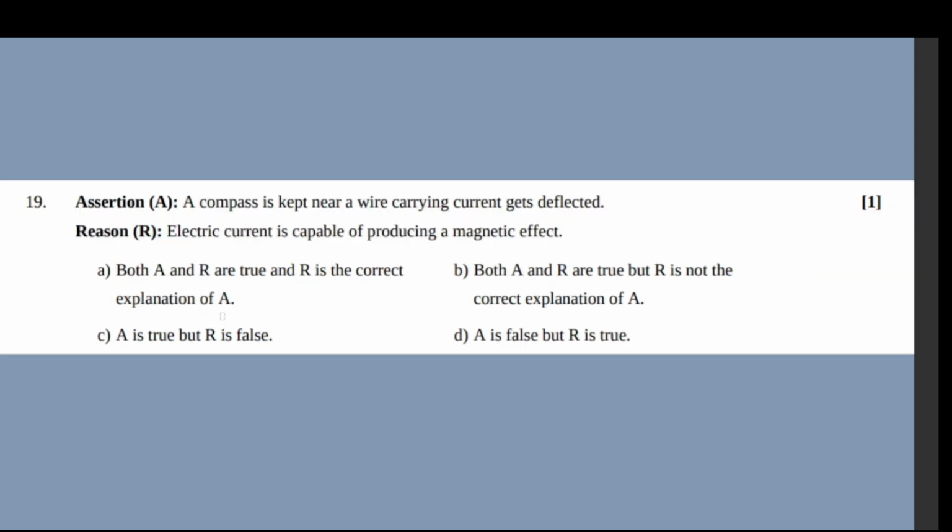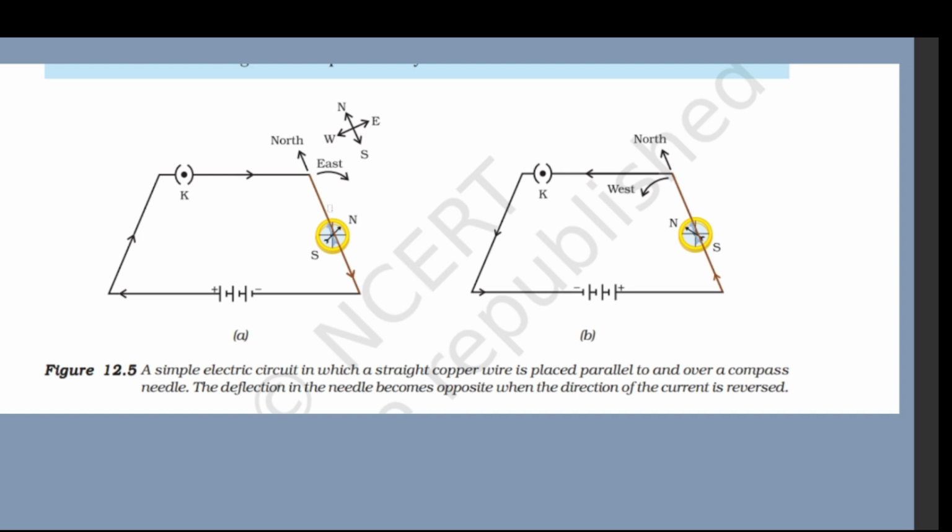Now the 19th question: a compass kept near a wire carrying current gets deflected. Electric current is capable of producing a magnetic field. So both are true and it is also the correct explanation of it. And you may check the answer in the NCERT as well. In the NCERT it is given that there was a magnetic source, and when the current is passed through the source, the magnet gets deflected. And when the direction was changed, it deflected in the opposite direction.